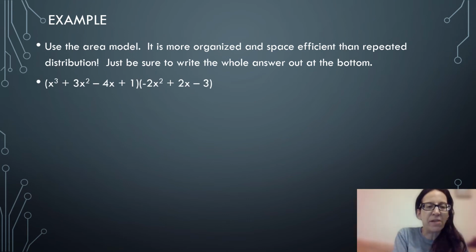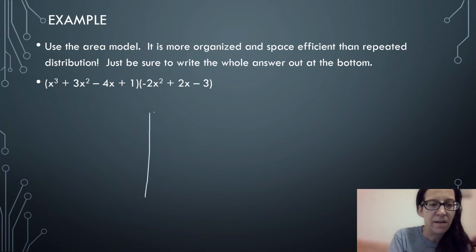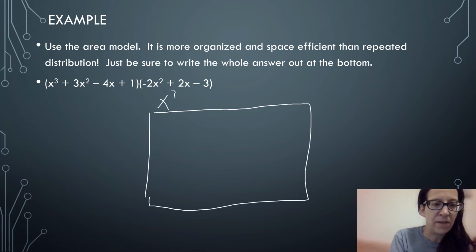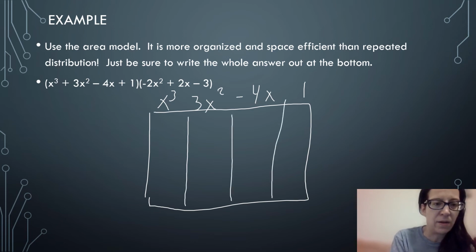Because I'm a glutton for punishment, I gave myself this one to do. x to the 3rd plus 3x squared minus 4x plus 1 times negative 2x squared plus 2x minus 3. So let's go ahead and set up a nice generous area model there. We have x to the 3rd, 3x squared, negative 4x, and 1. And then going down the side, we'll have negative 2x squared, 2x, and negative 3.